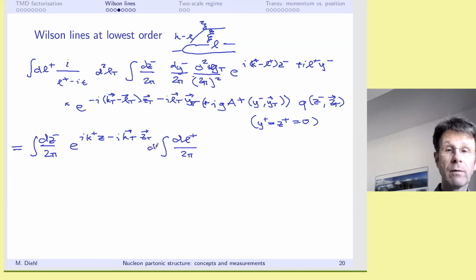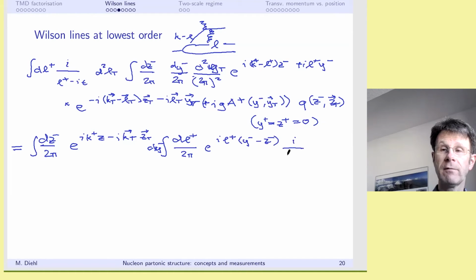There is an integral over dy minus also. That's this part, the 2 pi I put next to the integral over dl plus. And then the relevant part of the Fourier exponential is i l plus times y minus minus z minus. And there is our factor 1 over L plus minus i epsilon.